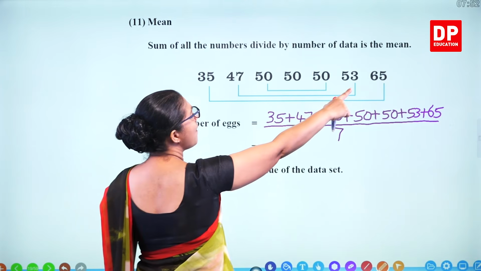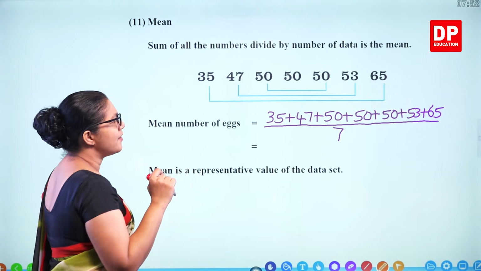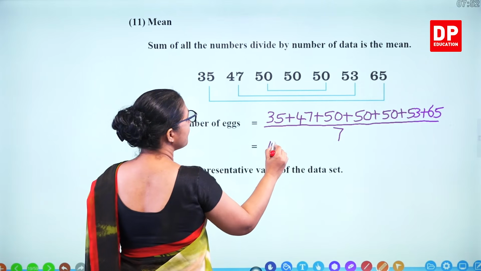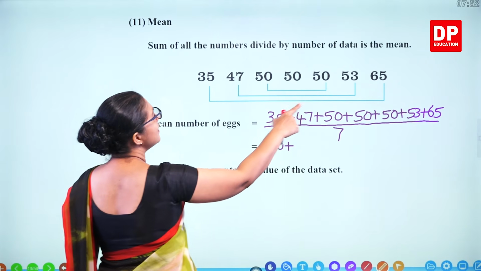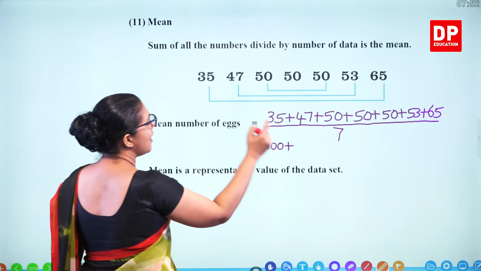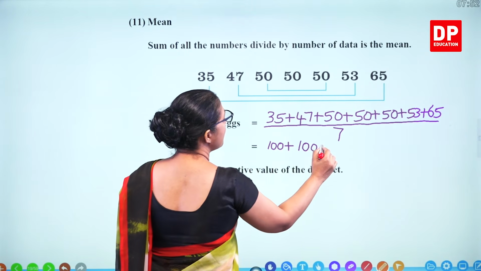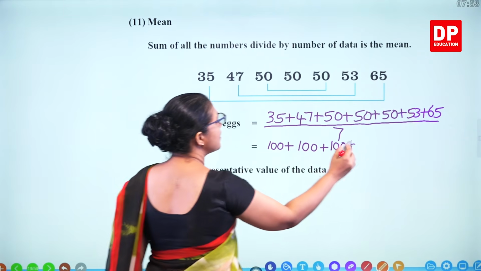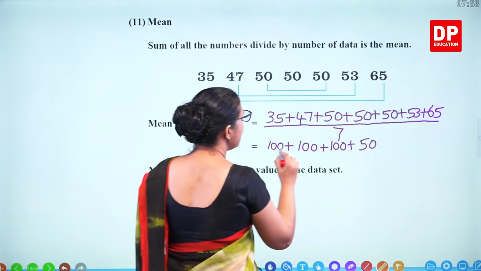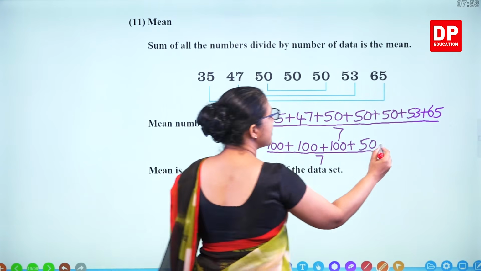So, when you are adding, I see a pattern there. 35 plus 65, you get 100. 47 plus 53, you get 100. 50 plus 50, 100, and you get 50. So, only for this data set I see this pattern. It's easy to add.